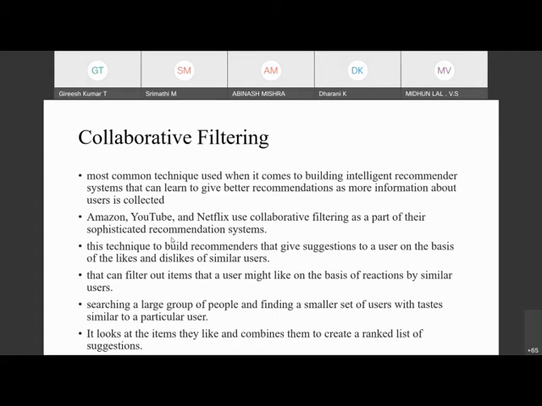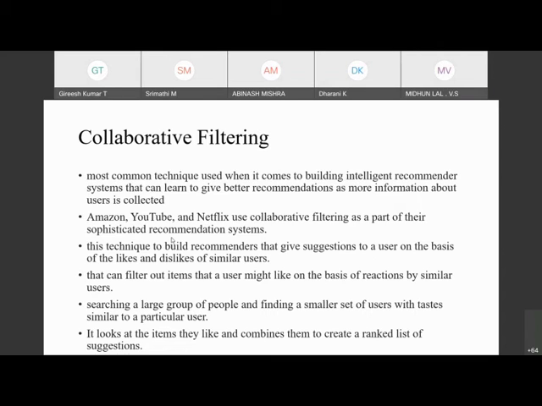Another way is that you will give some comments, and those comments also have to be analyzed. So here we have direct and indirect types of inputs for a recommendation system that can filter out items that a user might like on the basis of reactions by similar users.